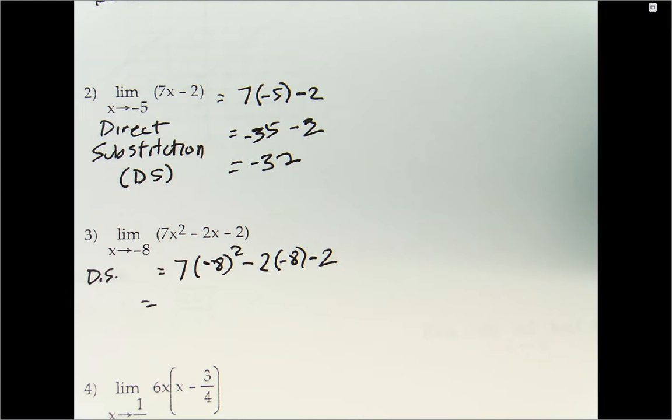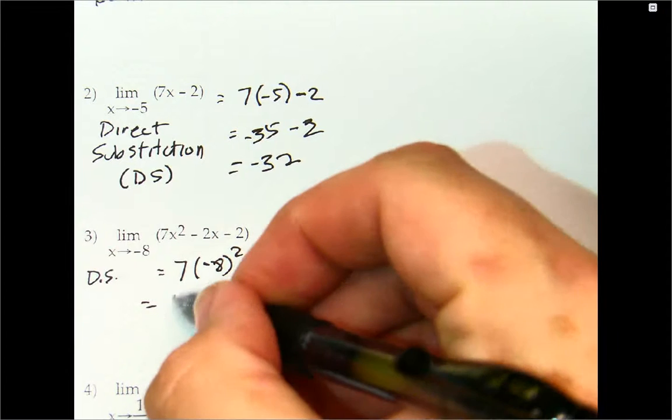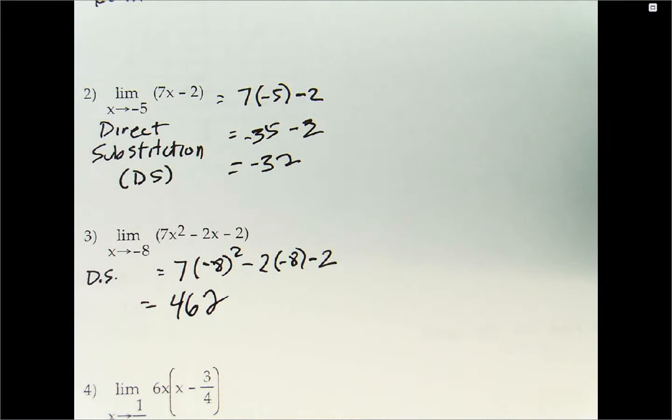One more step. I didn't do that right. 8 squared times 7, 448, plus 16, minus 2, 462. Big number, but that's a good number. Not a big deal for us.